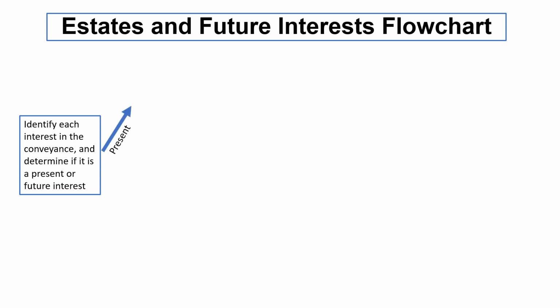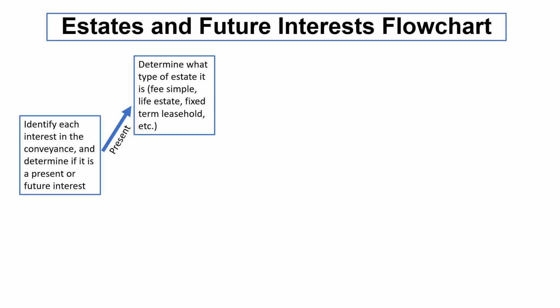So if it happens that the interest we're looking at is a present interest, then all we need to do is determine what type of estate is being conveyed. It might be a fee simple absolute, a fee simple defeasible, it might be a life estate, it might be a fixed term leasehold estate, etc. We did the chart, you remember, back in video number 5, that shows all of the estates in land. So all we need to do is determine under that chart what type of estate we're looking at, and we're finished. We've done all we need to do if it's a present interest.